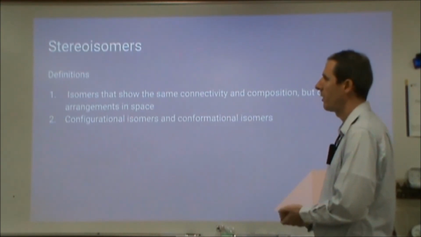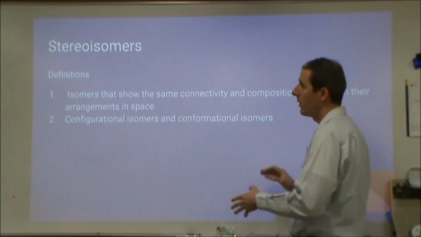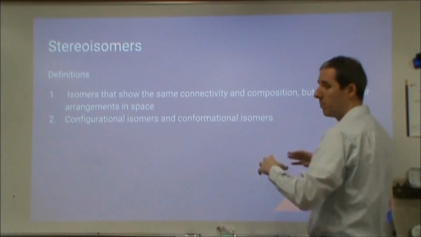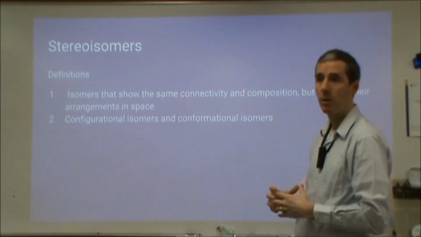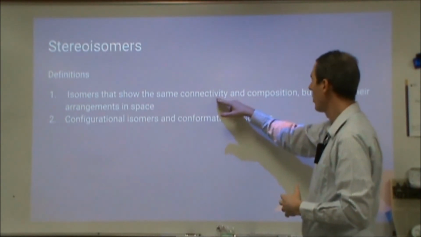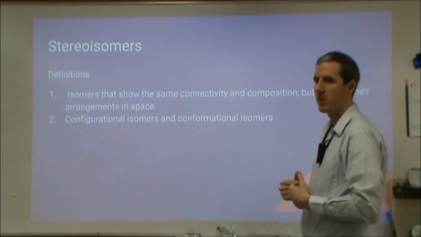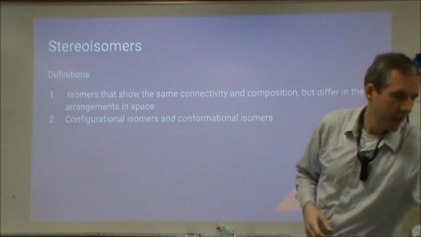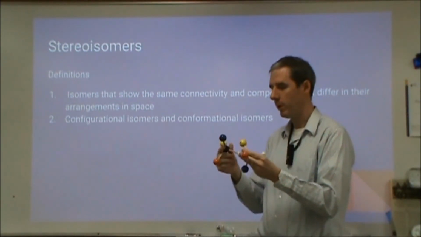So stereoisomers is our first term, and the definition of stereoisomers is any isomers that have the same connectivity and same composition, meaning that they're made of the same things, and that they're connected in the same order, but they differ in their arrangements in space. So in 3-dimensional space, these things are not the same. An example of that are the 2 molecules that I have here, that I've built.